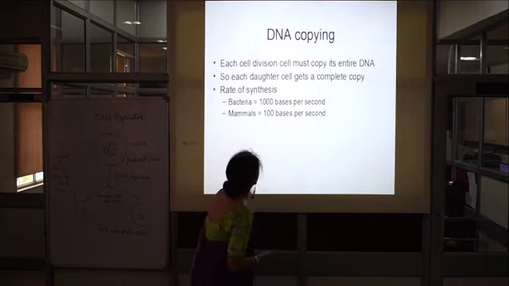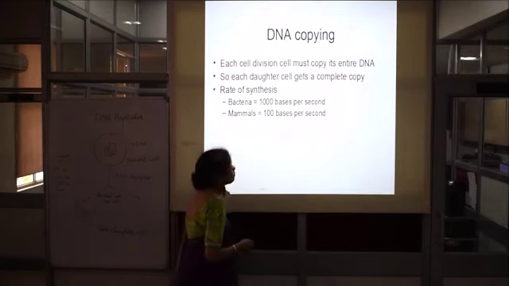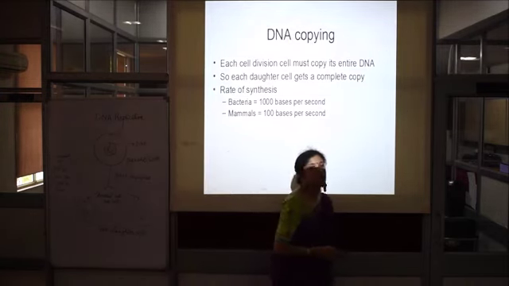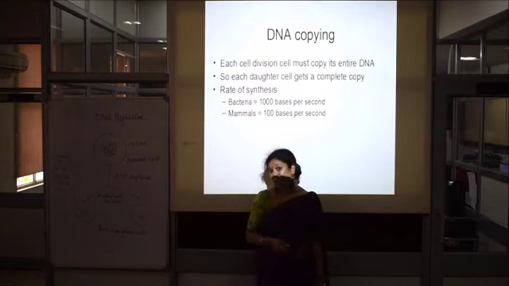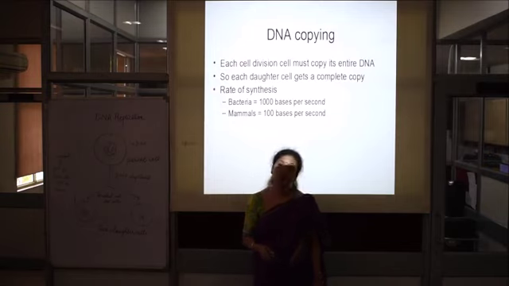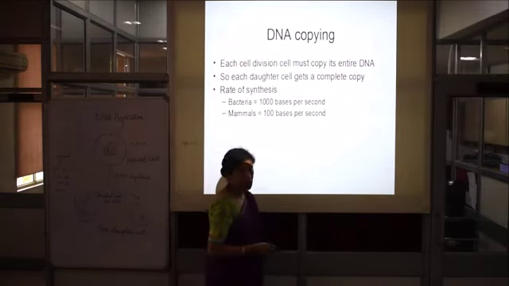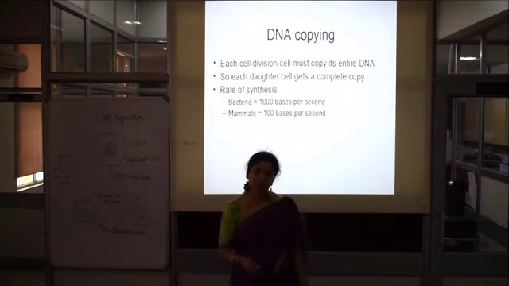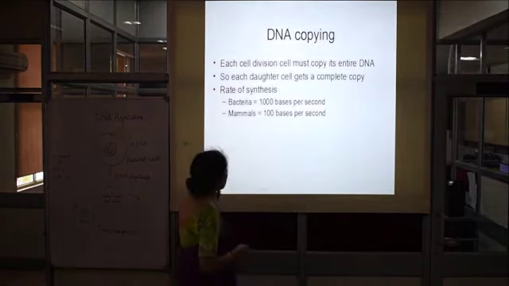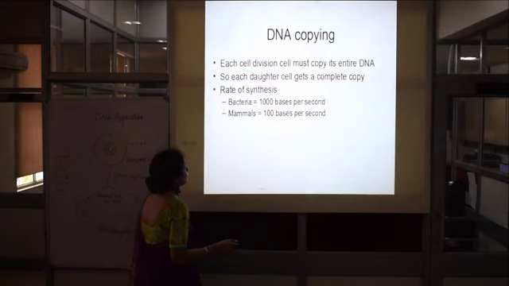Now, the rate of synthesis in bacteria is 1000 bases per second. DNA replication is a fast process where the fidelity of this process is maintained. So it is a very efficient process where a high rate of replication is maintained with approximately 99 percent or above fidelity. And in mammals, it's a bit slower because errors cannot be afforded. It is around 100 bases per second.